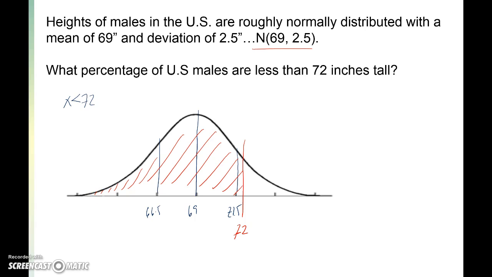Okay, so what I need to do is figure out how far away am I from 69? And I need to talk about it in terms of standard deviations. That's what a z-score is. So I'm going to go ahead and put a different scale on here, I'm going to draw a line down here.